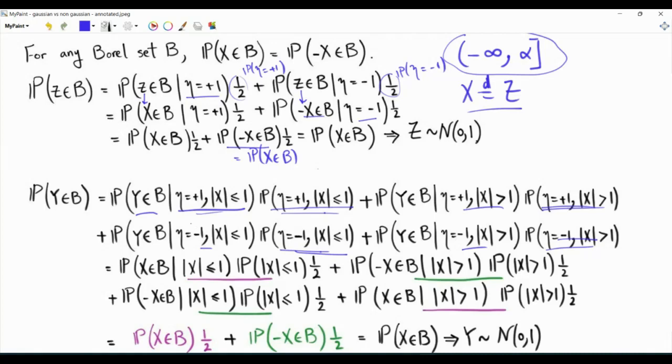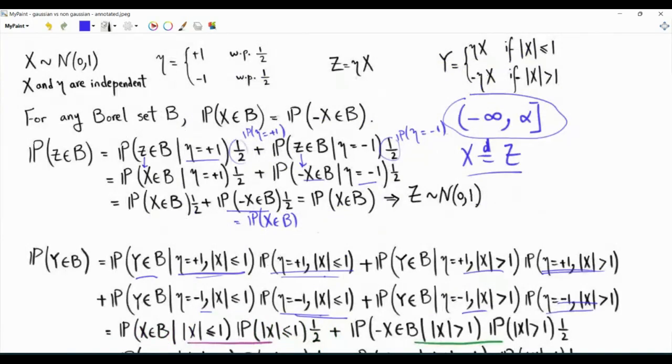Given this event, eta is +1 and the magnitude of x is less than or equal to 1. So if eta is +1 and the magnitude of x is less than or equal to 1, then y is equal to x. We can replace the y here by x. If eta is +1, but the magnitude of x is strictly greater than 1, then y is equal to -eta x, and eta is 1, so y is equal to -x.